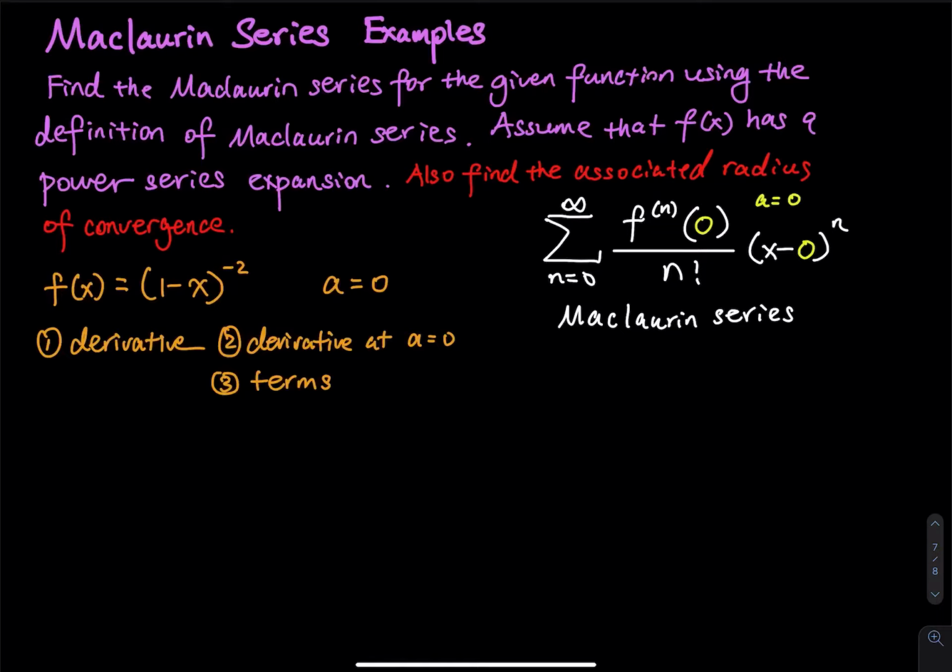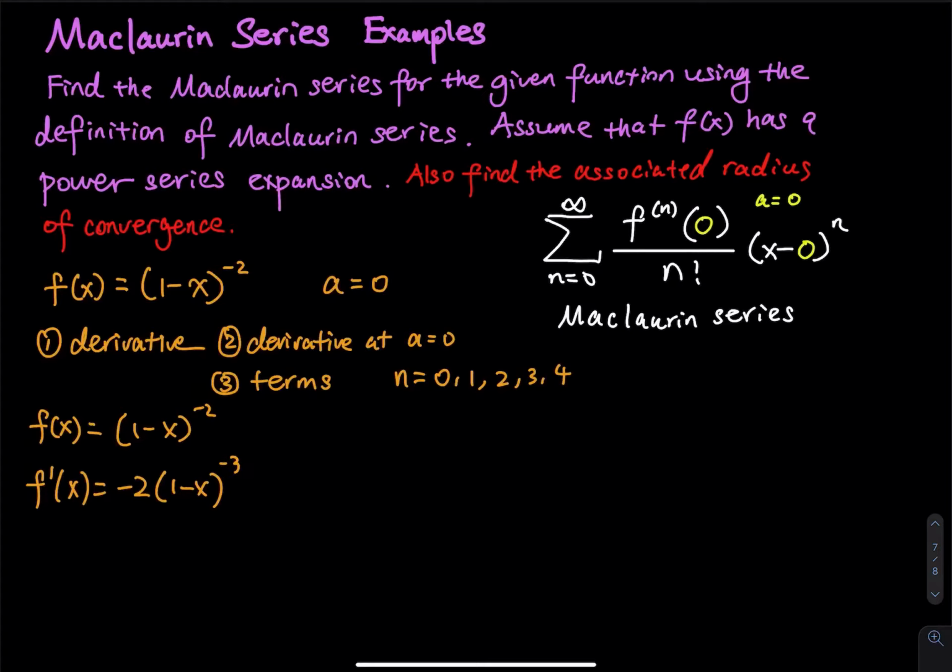All right, so let's start with the derivative. How many terms do we need? The problem didn't say that, but I prefer to use 5 terms. So that will be n equals 0, 1, 2, 3, and 4. When n is equal to 0, that means we are not taking any derivatives. So this is just 1 minus x raised to the negative 2. And then the first derivative, you use the power rule. You bring the negative 2 down, and then 1 minus x, negative 2 minus 1 is negative 3.